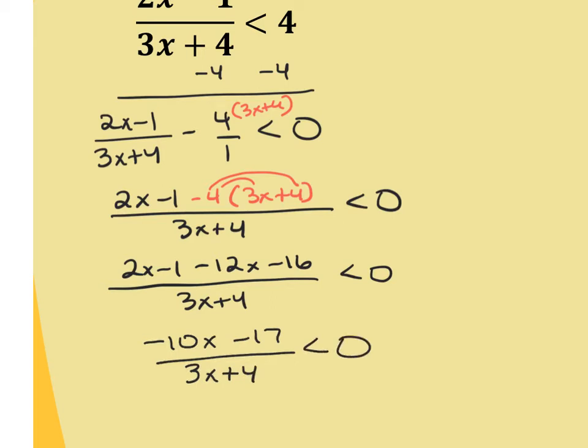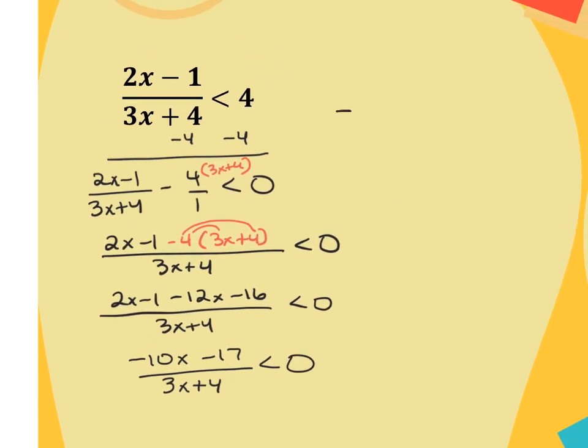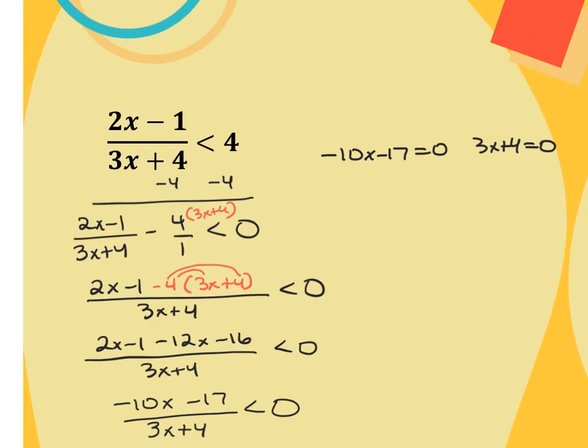I now take my numerator, set it equal to 0. Take my denominator, set it equal to 0. So -10x minus 17 equals 0. 3x plus 4 equals 0. I'm going to solve by adding 17.